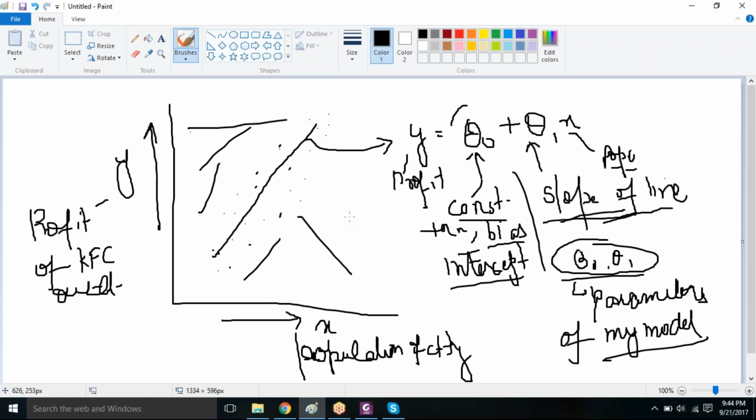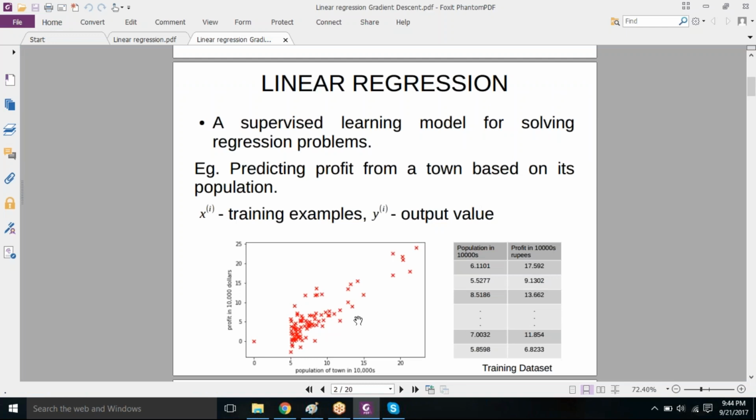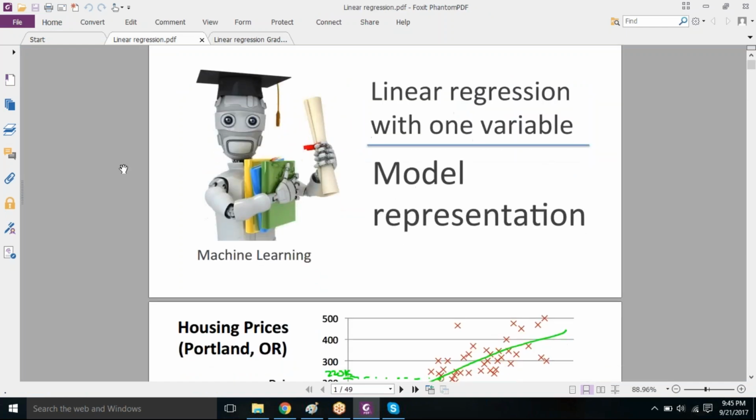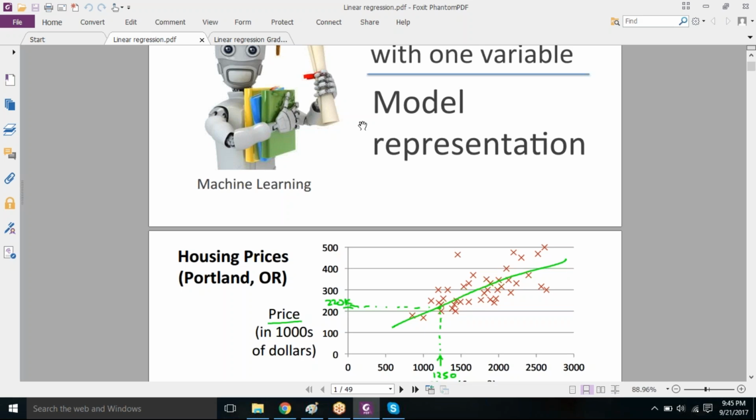So now come to the problem. So this mathematical formulation, you understood? Yeah. Now I will come to a separate thing. Maybe through a slide I will like to show you that. This slide maybe. See, this is called a model representation.